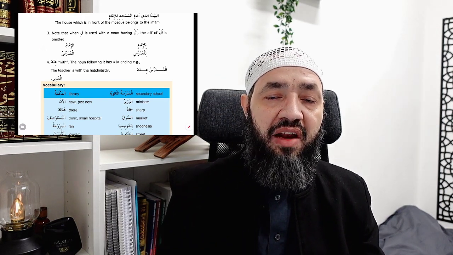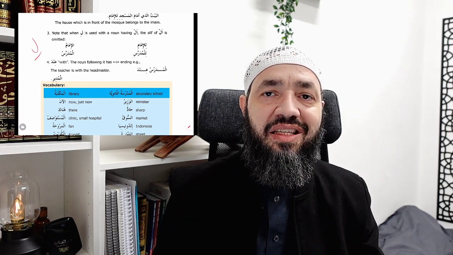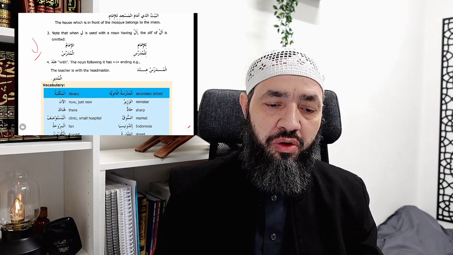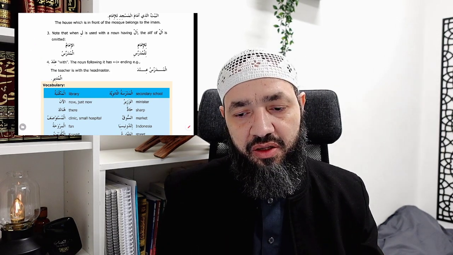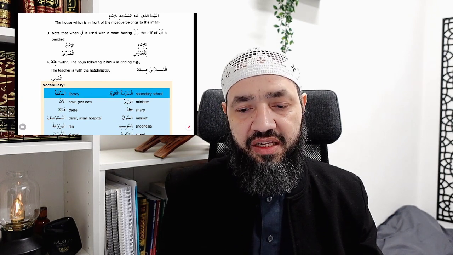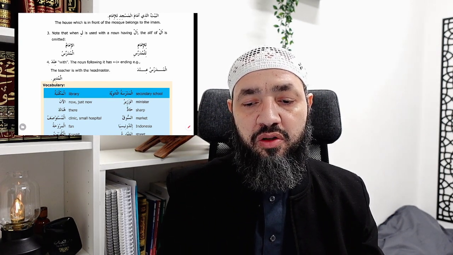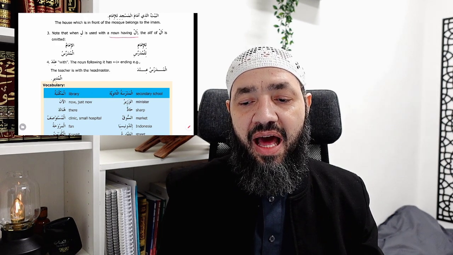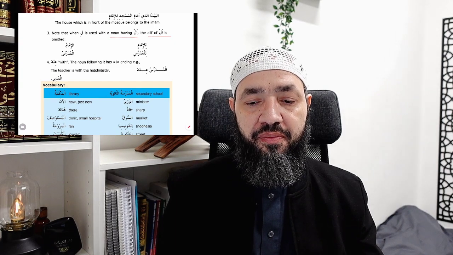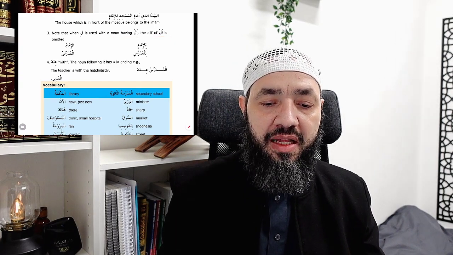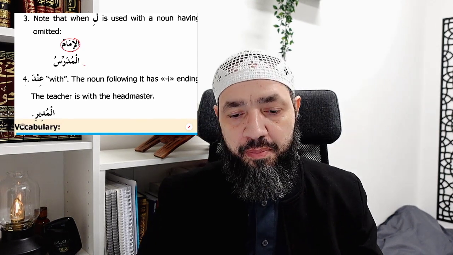Okay, then you have lam of tamliq, which is a preposition. Now the lam of tamliq, that one has a function. It makes the word after it majrur. The lam of ta'rif, to make something specific or definite, doesn't have a function. It doesn't change the ending. Okay, now the lam is used with a noun having al. The alif of the al is omitted, i.e. dropped. So you have, for example, the word al-imam, as you can see here, the imam, right?